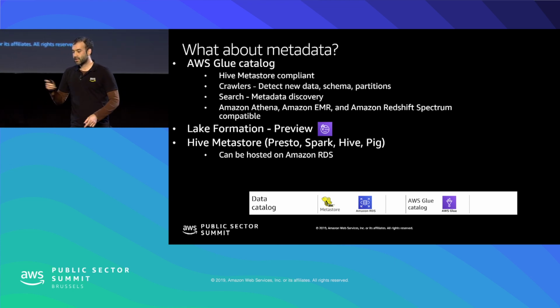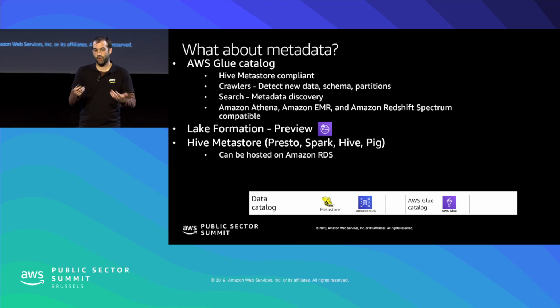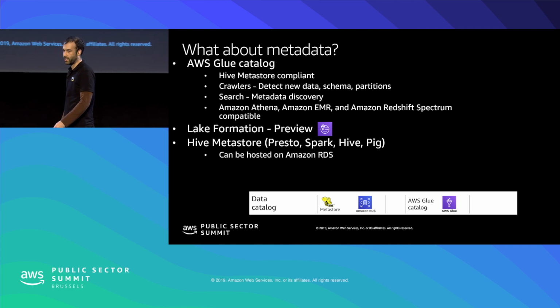And for completeness, just to highlight the Hive Metastore, Glue catalog is one of the options. It's the easiest option. But for completeness, I'd also like to point out that you could build a Hive Metastore, for instance, and host it on Amazon RDS.